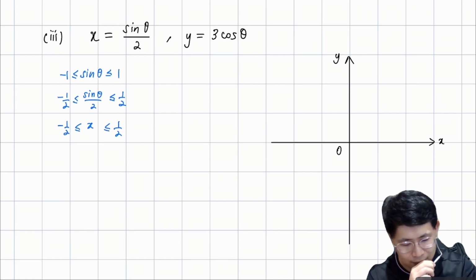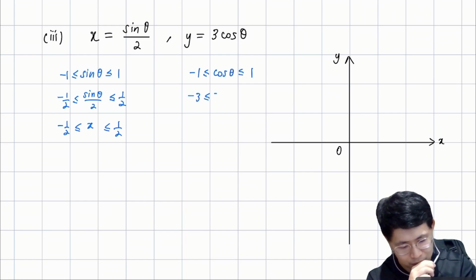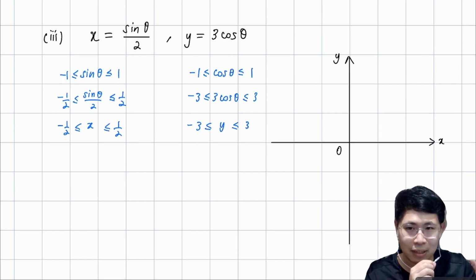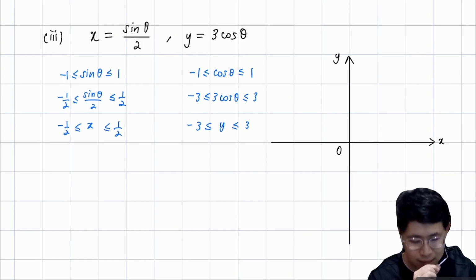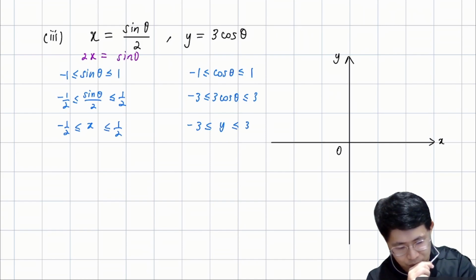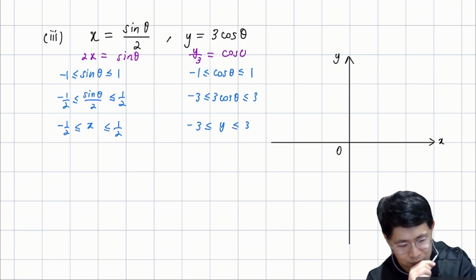Next, for y, first I'm going to start with cosine. Cosine would be between -1 and 1, multiplied by 3. So over here, my y will be between -3 and 3. So this tells me that I will get this part ready already. Now, next, let's find out the original form of the graph. Over here, sine theta will be equal to 2x, right? And cos theta will be equal to y over 3, correct?